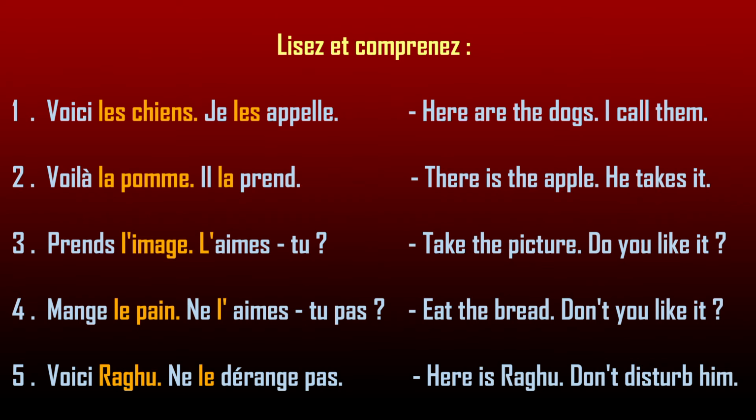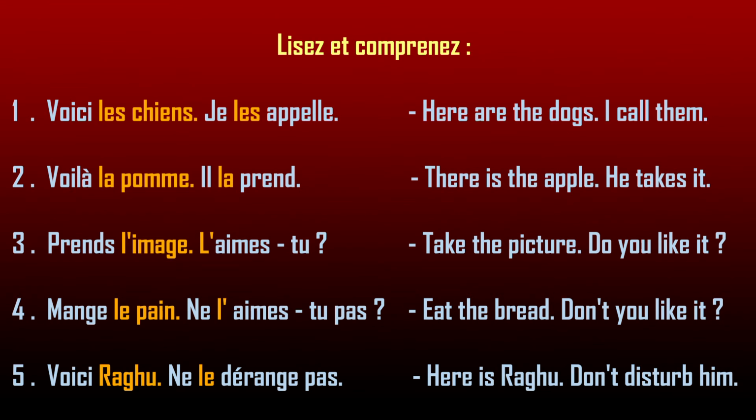Number 2. Voilà la pomme, il la prend. There is the apple, he takes it. Prends l'image. L'aimes-tu? Take the picture. Do you like it? Go through the construction very carefully. L'aimes-tu? It, do you like? Do you like it in English?